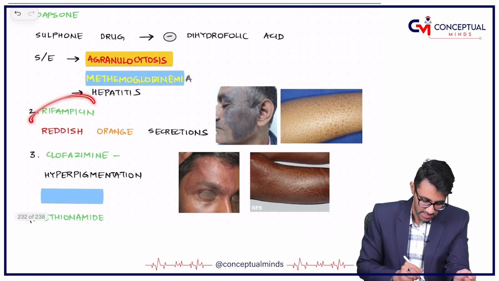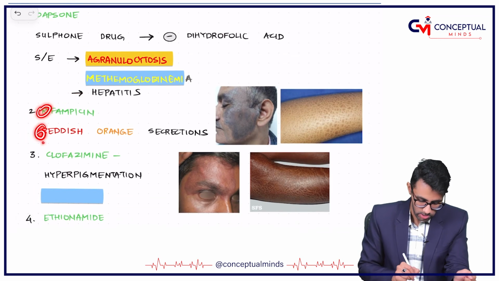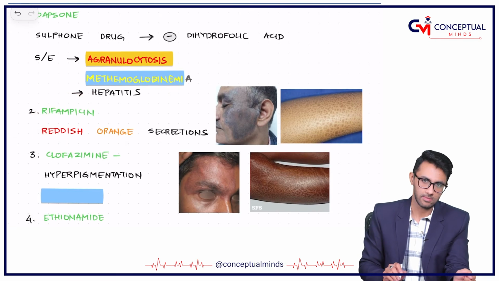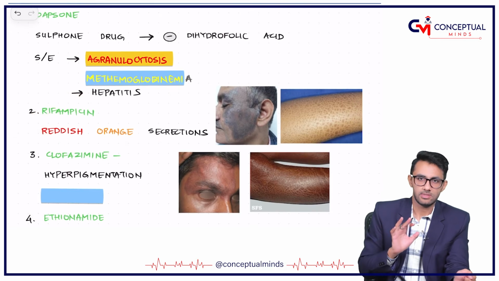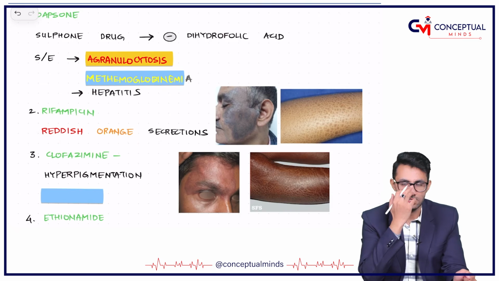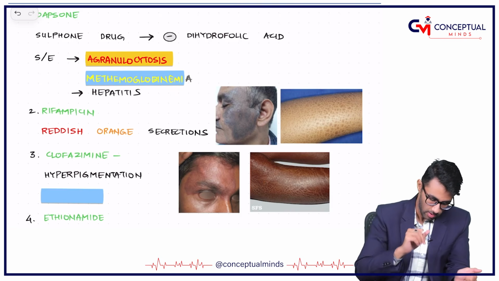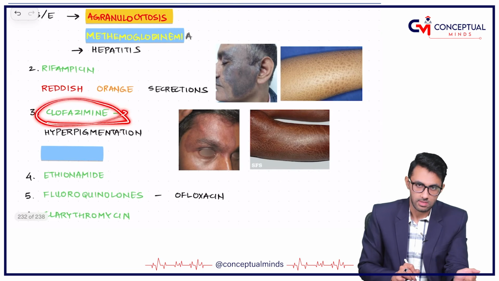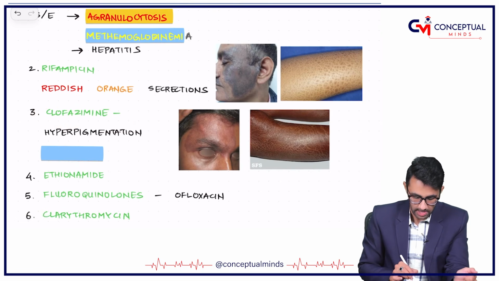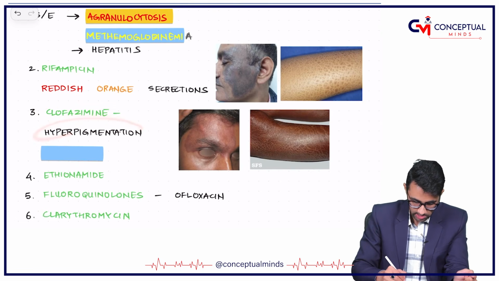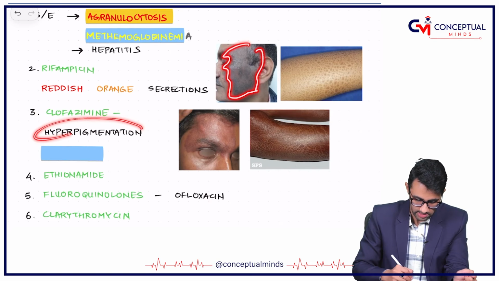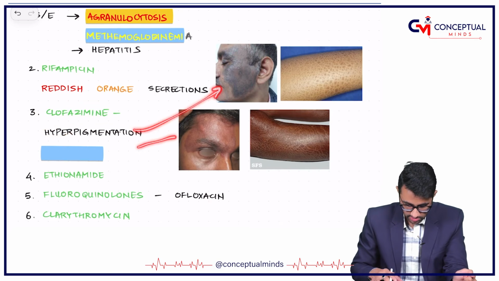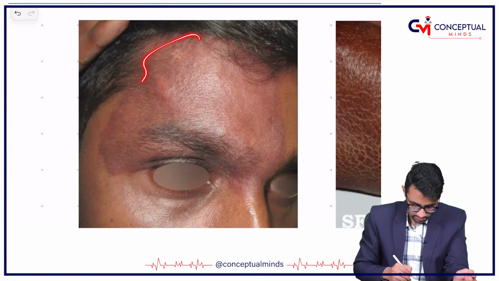How about rifampicin? See, R for R, reddish orange secretions would be there. Rifampicin, you see, that is the reddish orange secretion. That is extremely important. Okay, how about clofazimine? With clofazimine there is definitely something called hyperpigmentation. You see this patient. This is the example of clofazimine. This is hyperpigmentation, you see in this patient.